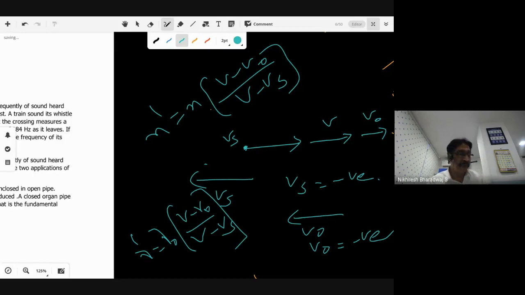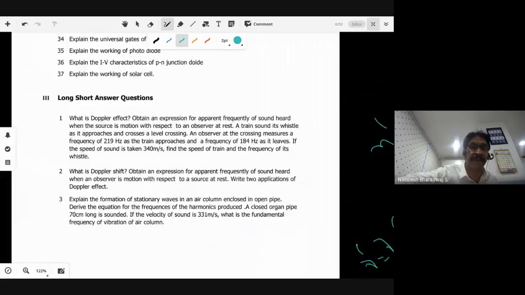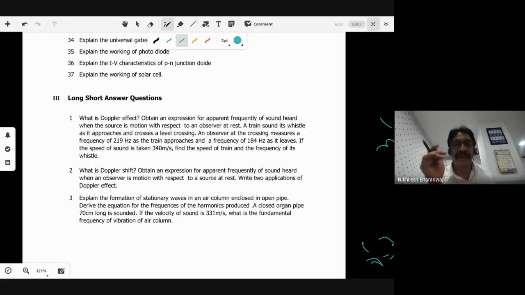Now, coming back to the problem, the long answer question, question number 1. A train sounds its whistle as it approaches and crosses a level crossing. An observer at the crossing measures a frequency of 219 Hz as the train approaches, and a frequency of 184 Hz as it leaves. If the speed of sound is taken as 340 meters per second, find the speed of the train and the frequency of its whistle.